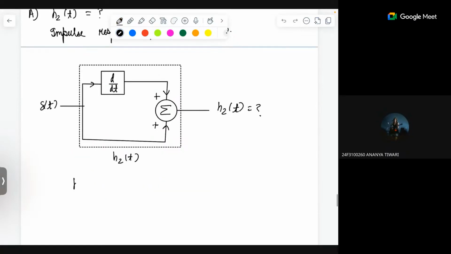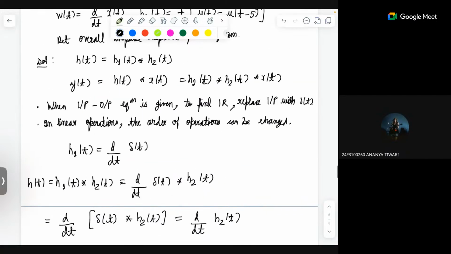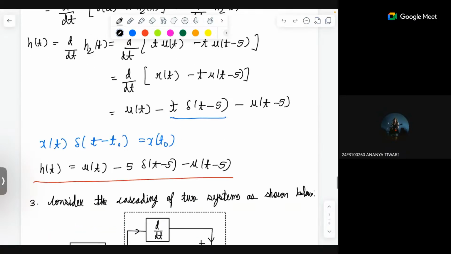So H2 of t is, I'm writing this one first: delta of t plus d by dt of delta of t. So this is the H2 of t that I wanted to find out. Here we use this: when the input-output equation is given, to find the impulse response, replace the input with delta of t. That is what we did.